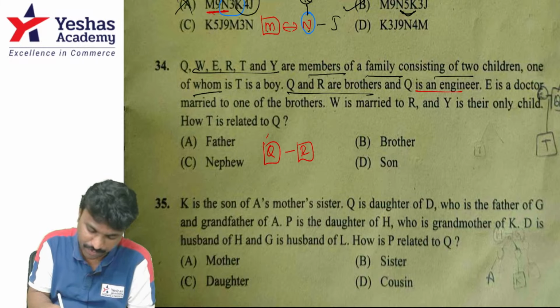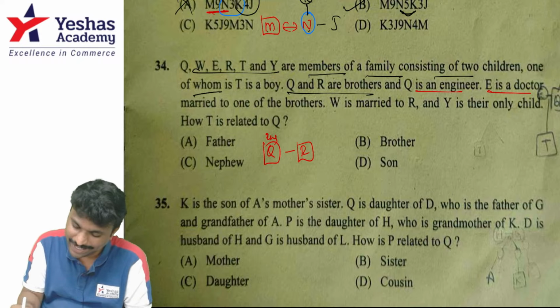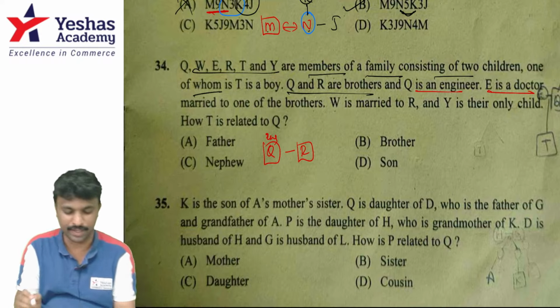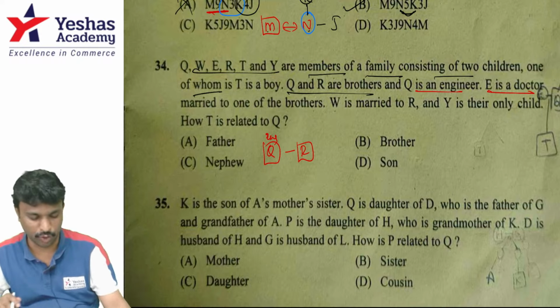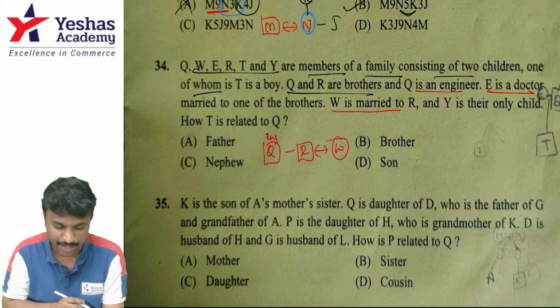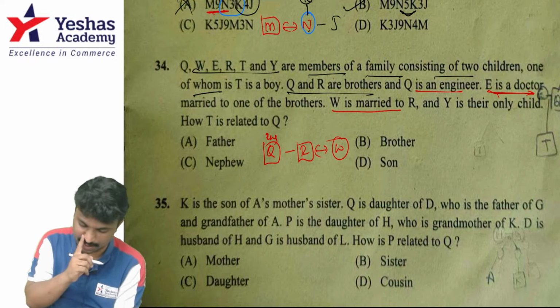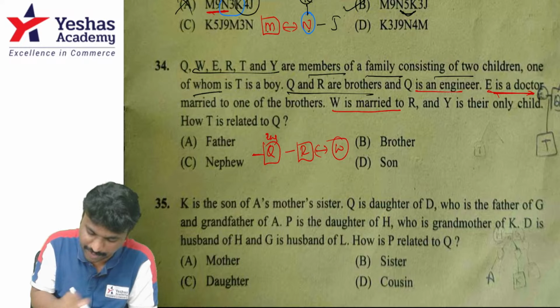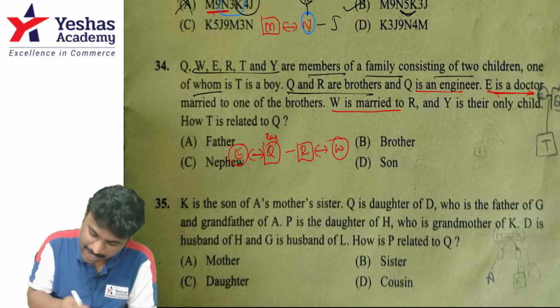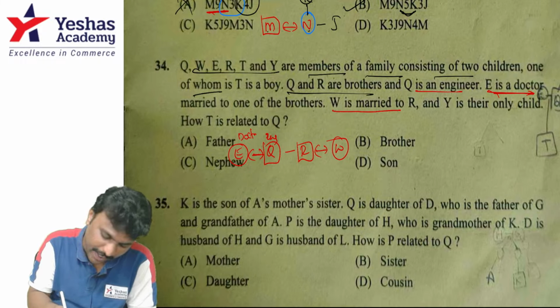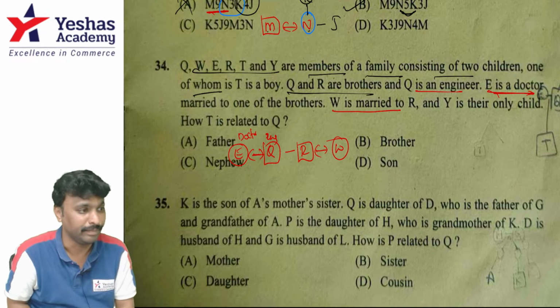Q is an engineer. E is a doctor married to one of the brothers. Could be Q or could be R, we don't know. But here they've said W is married to R. So W is married to R. That means E, the doctor, should be married to one of the brothers, means it should be Q only. So that means E, the doctor, has to be a female. Correct?